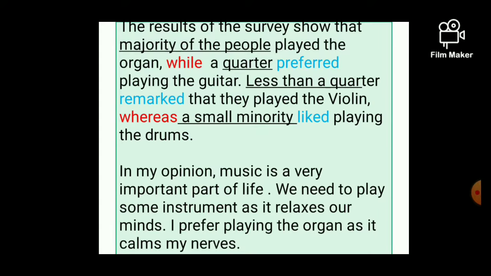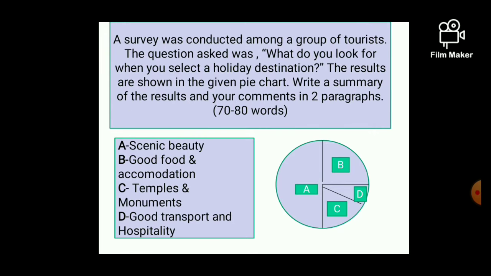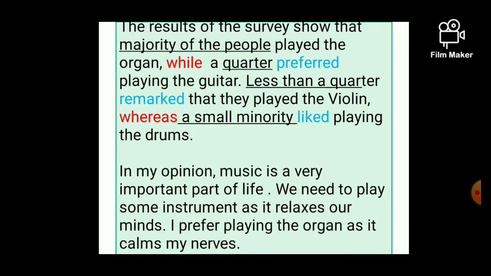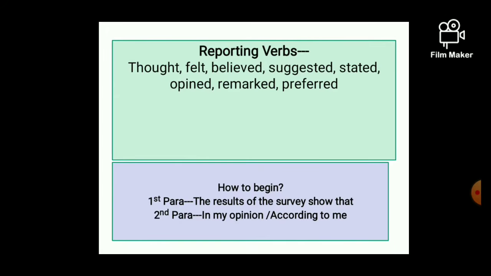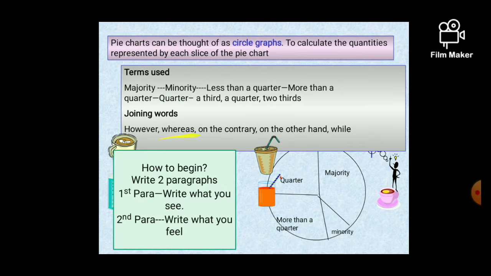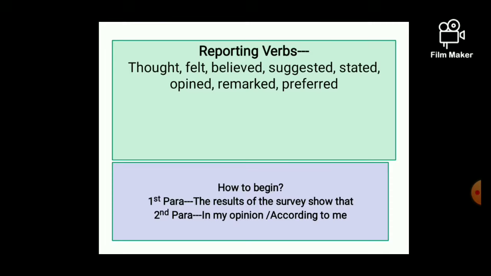A quarter preferred playing the guitar. Less than a quarter, now I'm going to C and D. Less than a quarter remarked. So I'm saying remarked here, for earlier I used preferred. I used preferred, now I'm saying remarked, that they played the violin. Whereas, so I've used the two connectors, while and whereas. A small minority liked playing the drums. So if you look, the red words are your joining words, and these are what I just showed you, your reporting words. So your joining words are here and your reporting words are here.